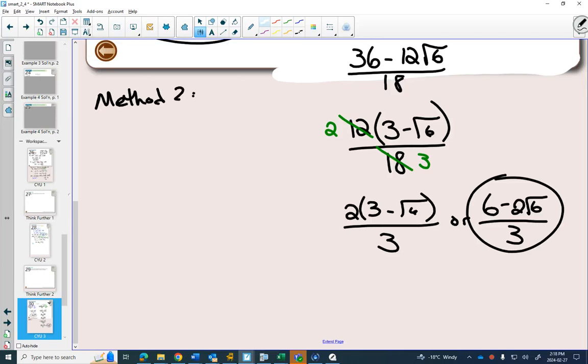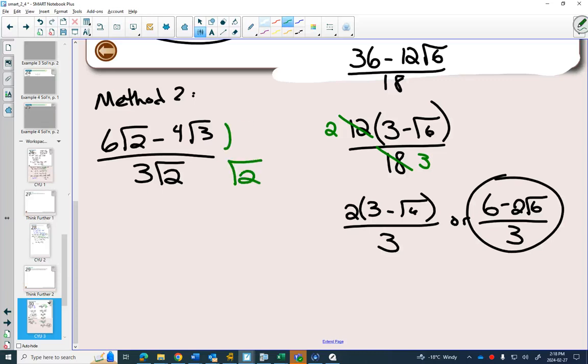Method 2, and we got a minute. So I start off with the same question. 6 root 2 minus 4 root 3 over the square root of 18, but I changed the square root of 18 because it can be simplified to 3 root 2. Then to get rid of my square root, all I would need is to multiply by root 2 and root 2.